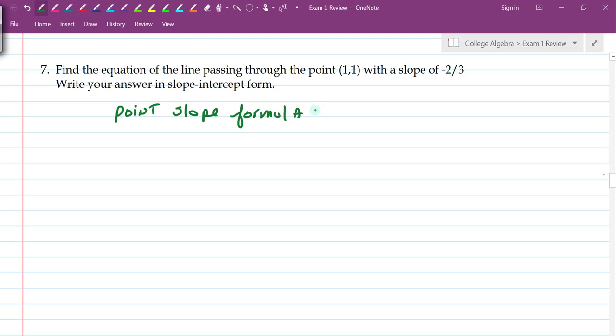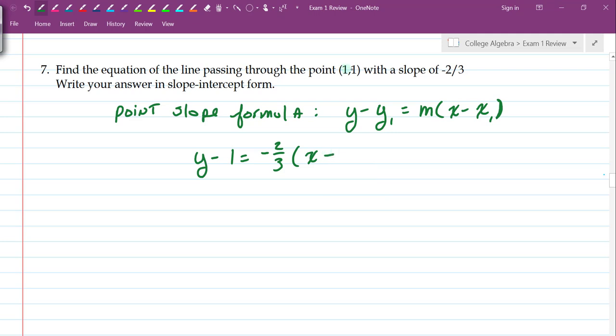Okay, and the point-slope formula looks like this. It is y minus y1 is equal to m times x minus x1. Make sure that's a good parentheses there. So our x1 is going to be 1, and our y1 is going to be 1, and all we're going to do is substitute in everything we know into this equation. So we end up with y minus y1, which is 1, is equal to m, that's our slope, negative 2/3, times x minus x1, which is 1 also.